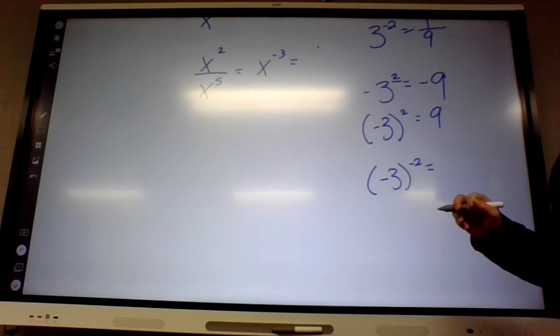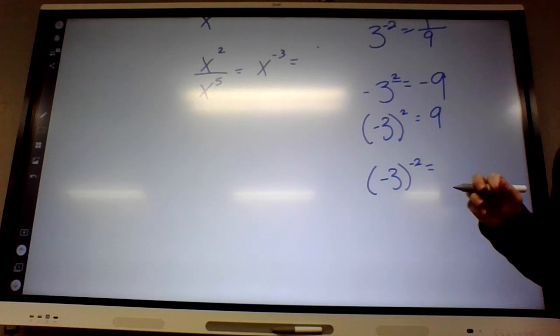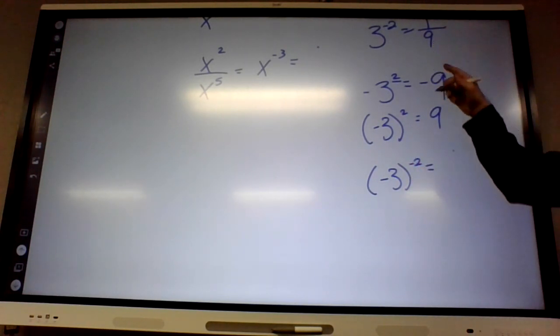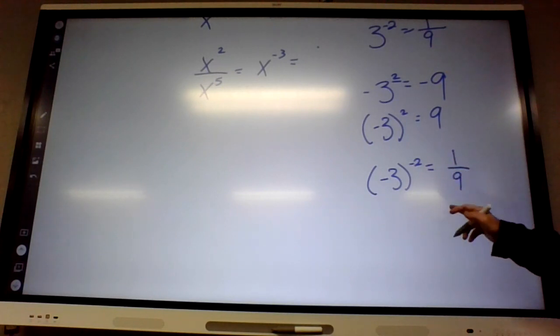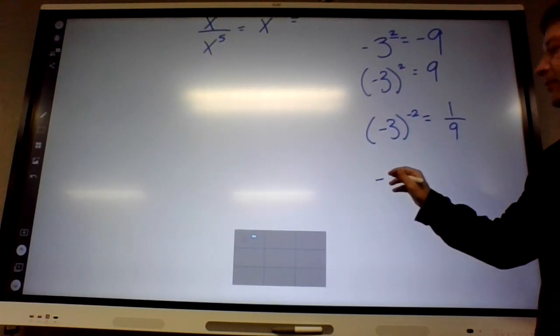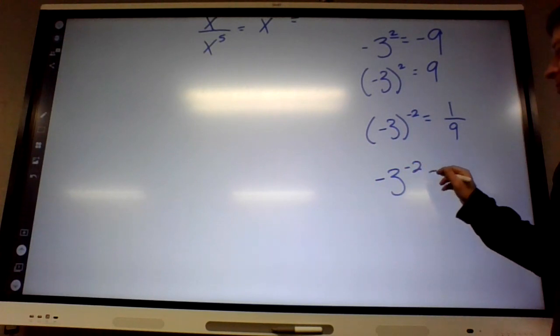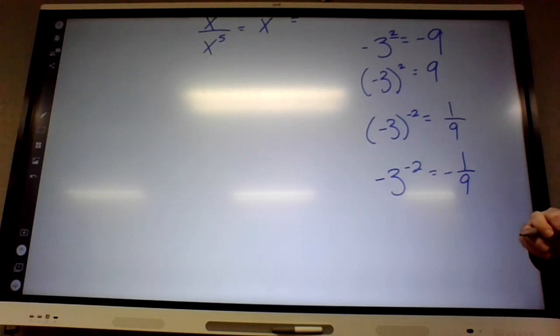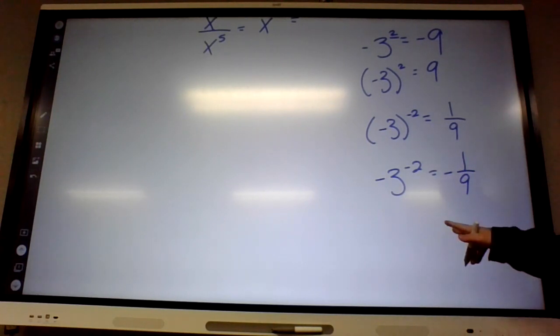Okay, what if we do negative 3 to the negative 2? What does the negative exponent do? Flips it. So it's 1 over 9. What if we do negative 3 to the negative 2 without parentheses? Negative 1 ninth. Okay.